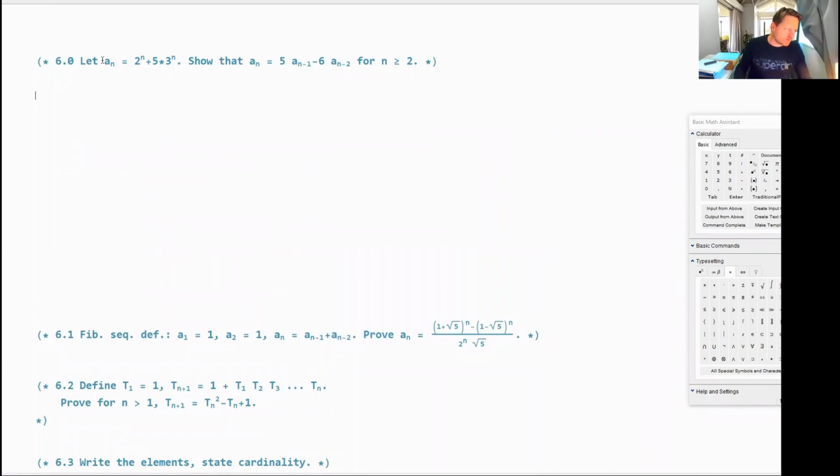Okay, so we've got a definition of a sequence. And we're asked to show that a_n is equal to 5a_(n-1) minus 6a_(n-2) for n greater or equal to 2. Sounds like someone else has come in.